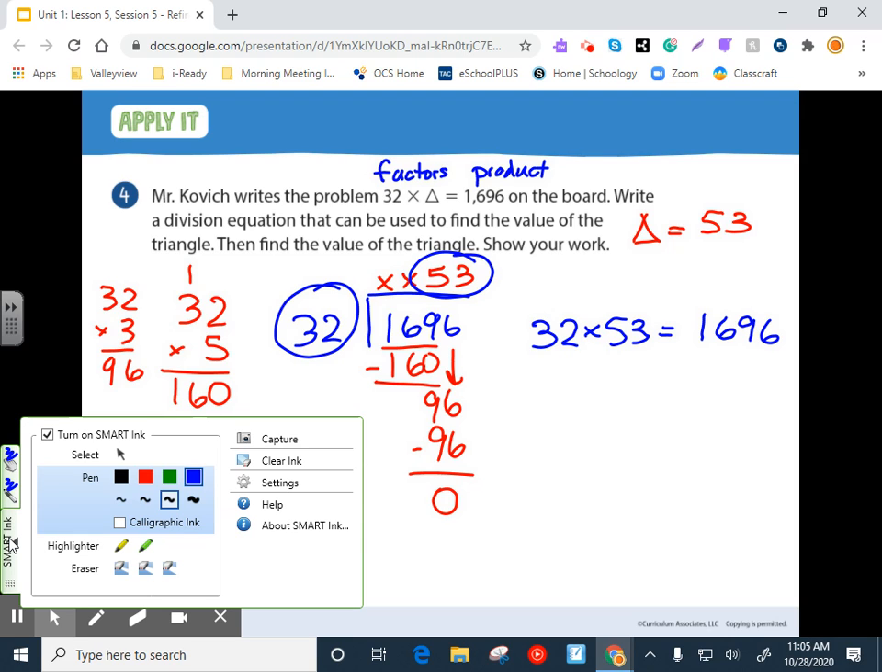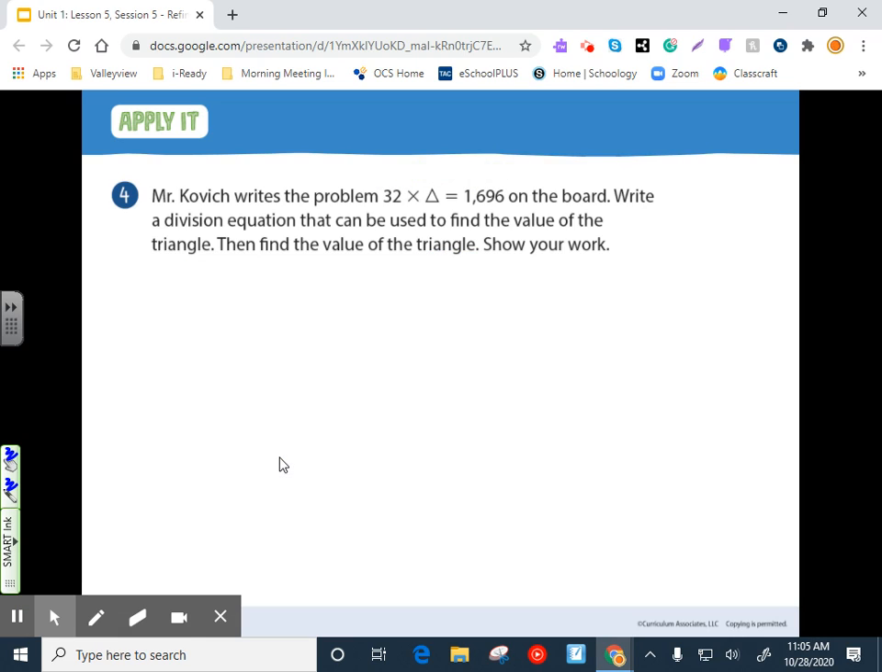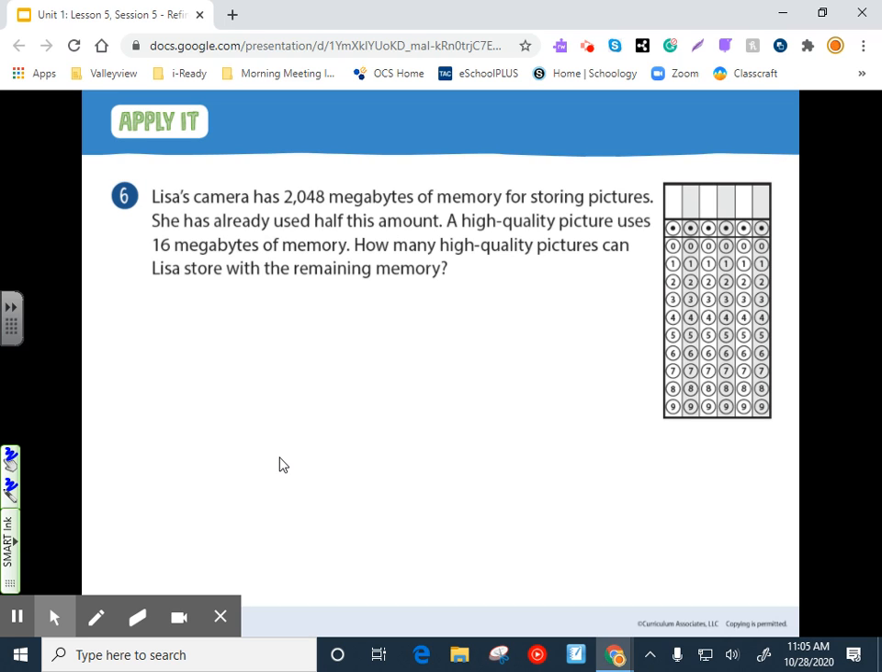And let's do one more problem. Okay, let's do number 6. All right, Lisa's camera. I'm going to finish with this one because I think it's interesting how they ask this. Lisa's camera has 2,048 megabytes of memory for storing pictures. So it's like if you have a little card that's inside it, it stores everything. She's already used half this amount.